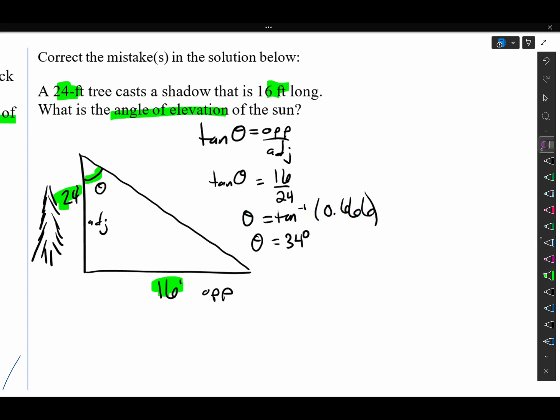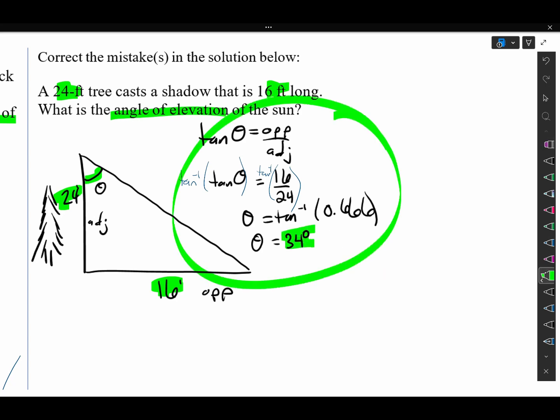We could show our work a little bit better right here by showing this inverse tan on both sides. Is that 100% required? No, it's not. It might help you follow what was done here. And lastly, they've taken that inverse tan, they've calculated it and found 34 degrees. All of the calculations here are 100% correct.